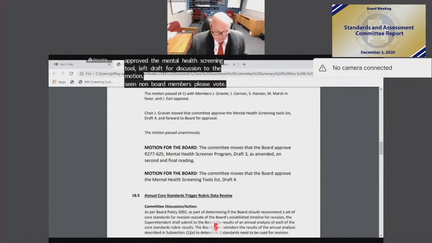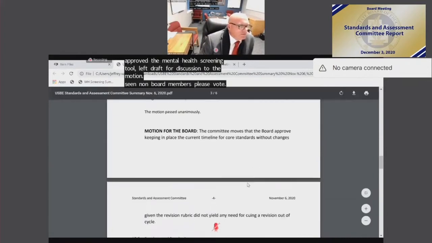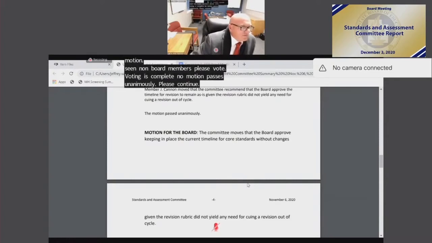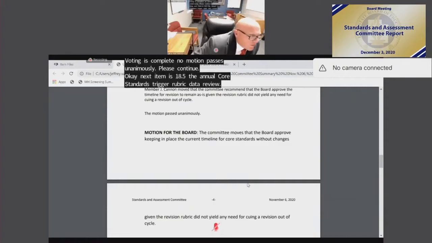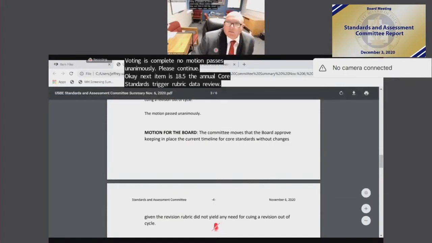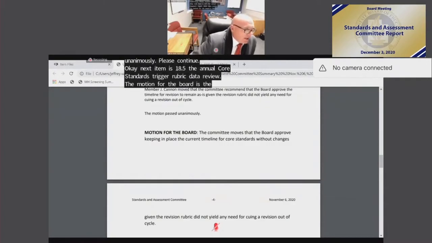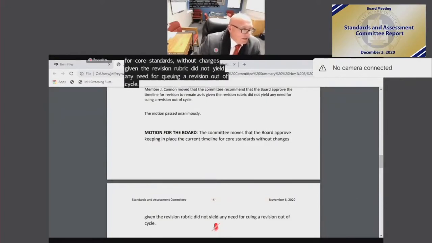Please continue. Okay, next item is 18.5, the annual core standards trigger rubric data review. The motion for the board is the committee moves that the board approve keeping in place the current timelines for core standards without changes, given the revision rubric did not yield any need for queuing a revision out of cycle. The motion before the board is that the board approve keeping in place the current timeline for core standards without changes given the revision rubric did not yield any need for queuing a revision out of cycle.